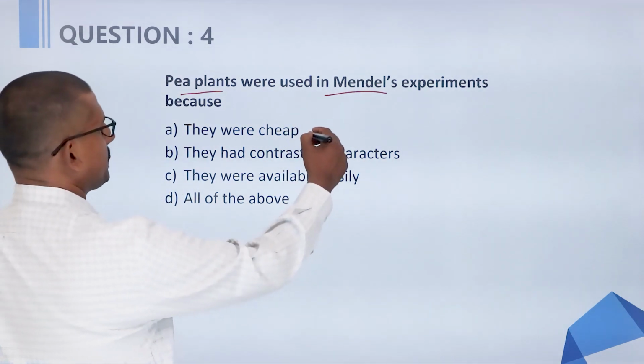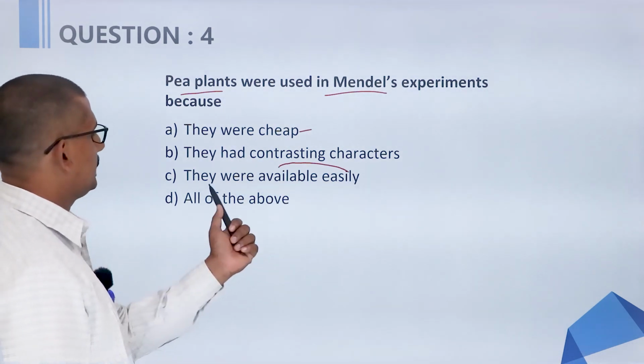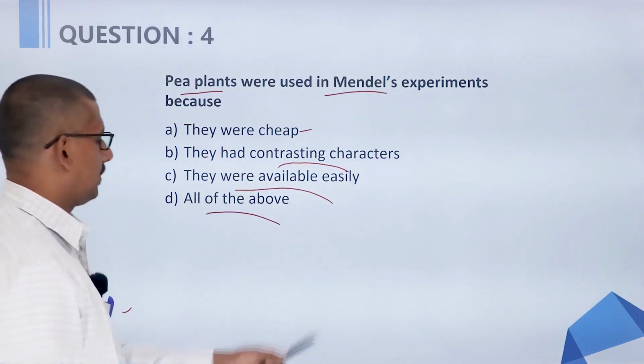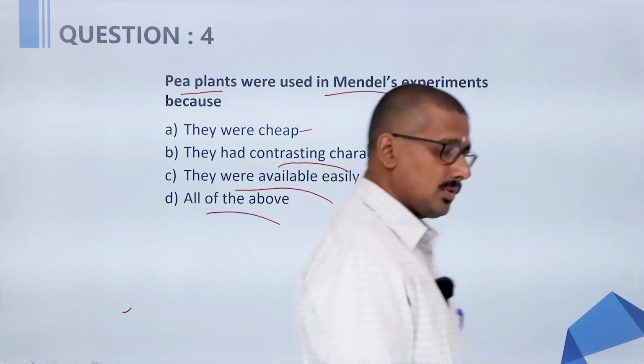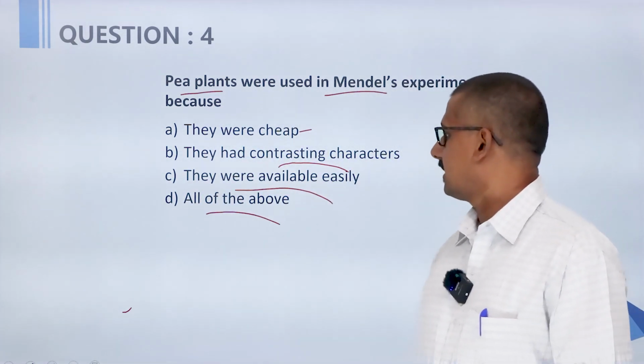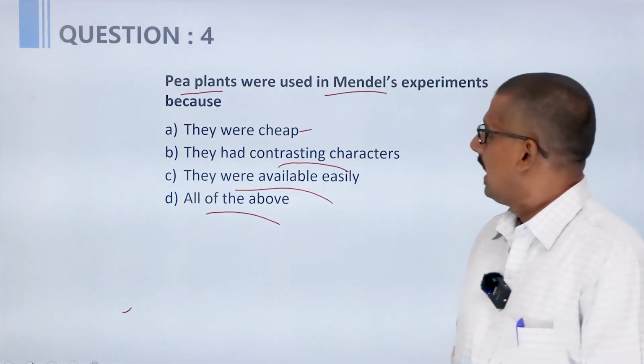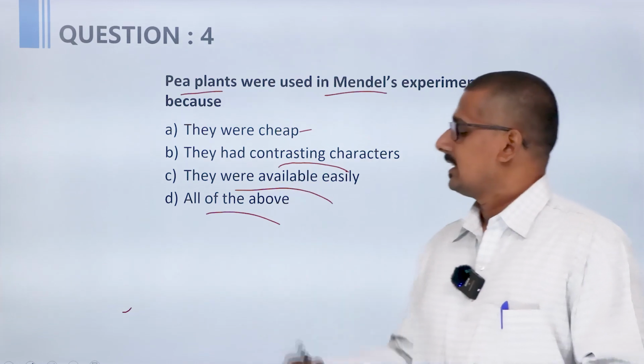Option A, they were cheap. Option B, they had contrasting characters. Option C, they were available easily. Option D, all of the above. So we could say all of the above, right? It was cheap, it had contrasting characters, it was easily available. So what is the main option? So it had contrasting characters.